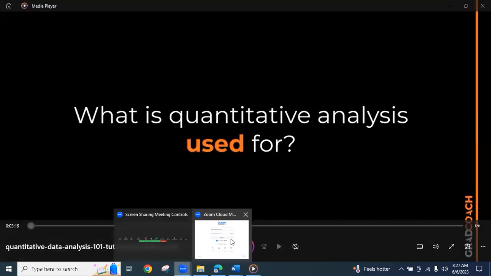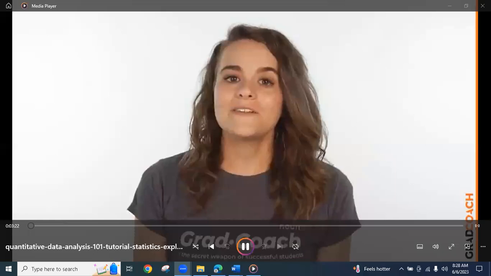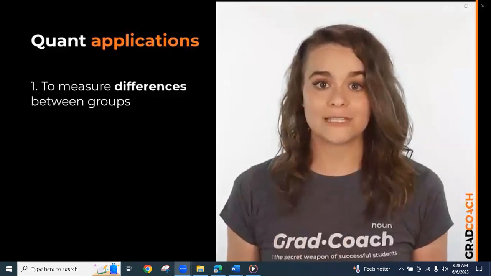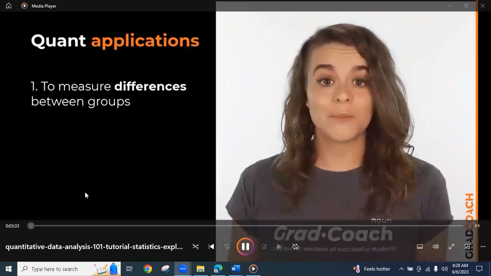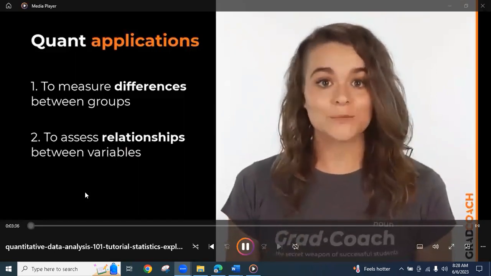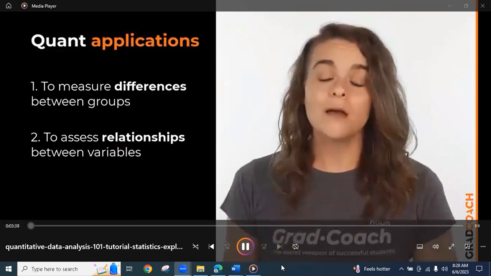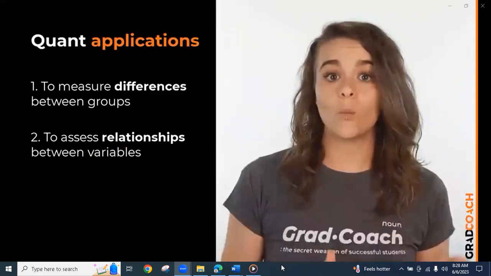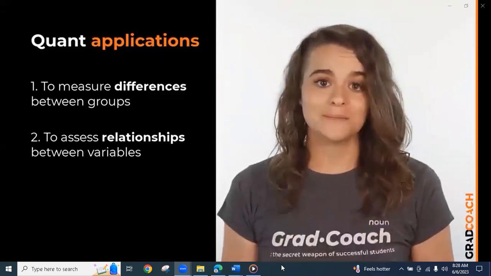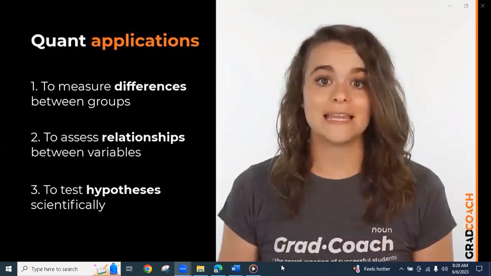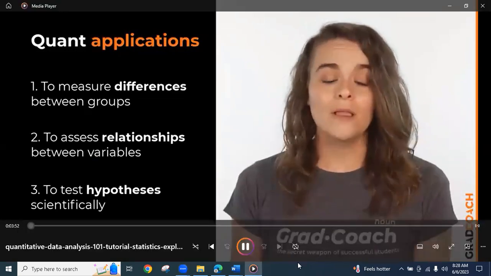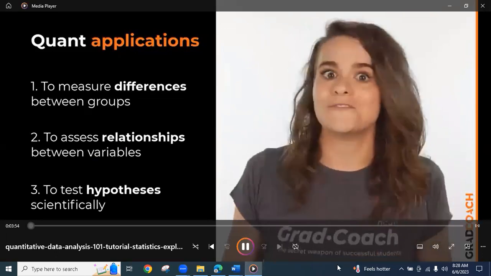So, the next logical question is, what is quantitative analysis used for? Well, quantitative analysis is generally used for three purposes. First, it's used to measure differences between groups. For example, average height differences between different groups of people. Second, it's used to assess relationships between variables. For example, the relationship between weather temperature and voter turnout. And third, it's used to test hypotheses in a scientifically rigorous way. For example, a hypothesis about the impact of a certain vaccine.